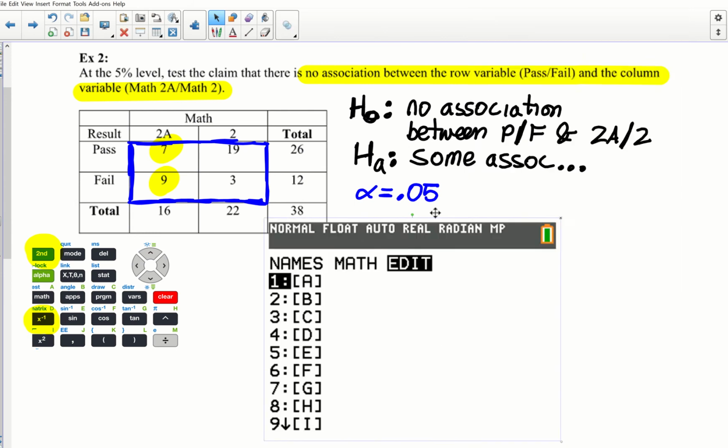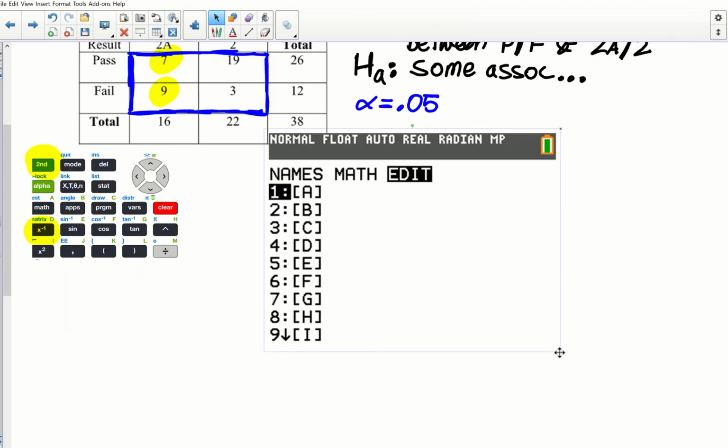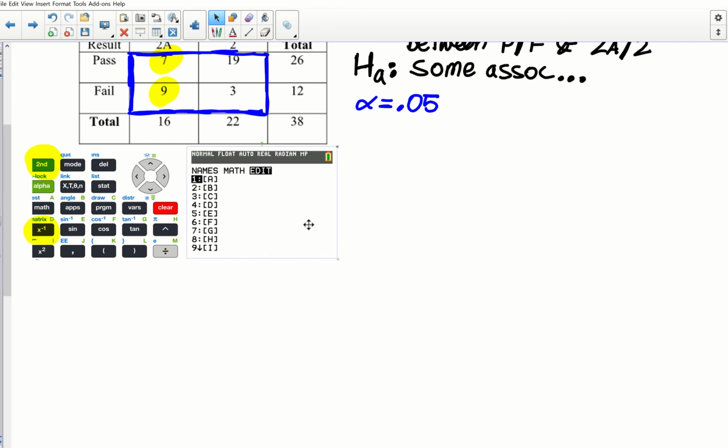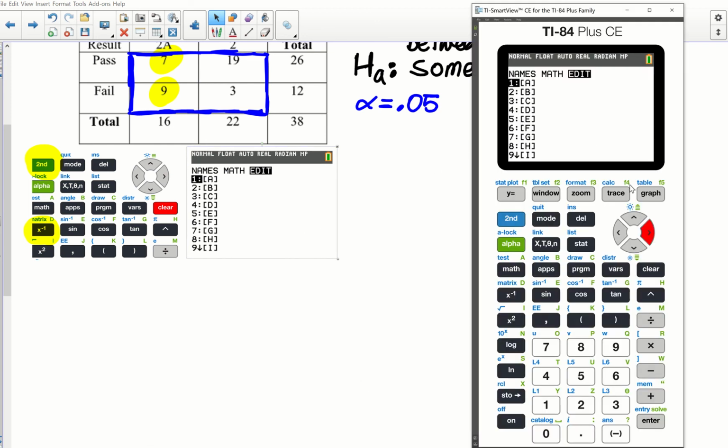Now, you have to be careful about this because the column in edit looks just like the column for names. So it's very easy to be in the wrong column and not know it. You see, the column for names and the column for edit look exactly the same. So just be very careful about that, and make sure you're in edit. What we want to do is type in the dimensions.